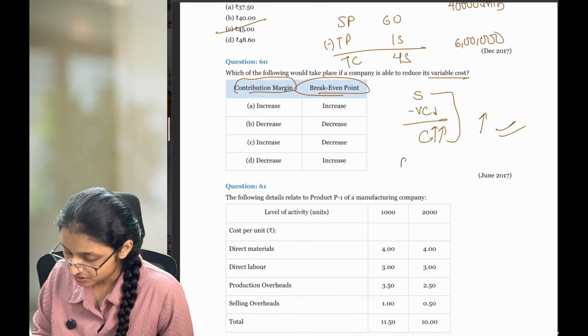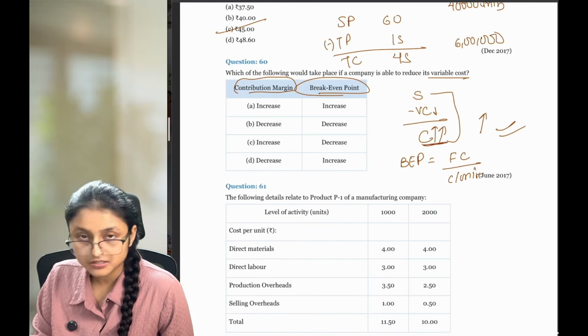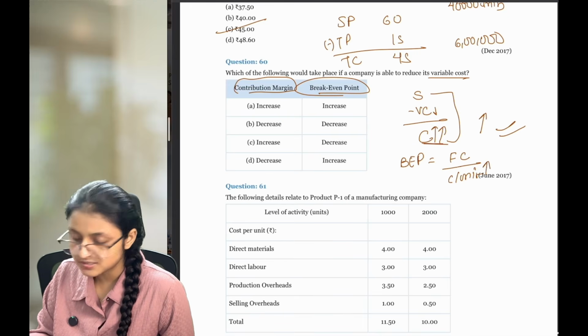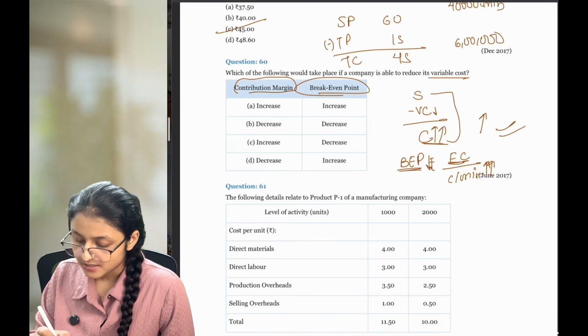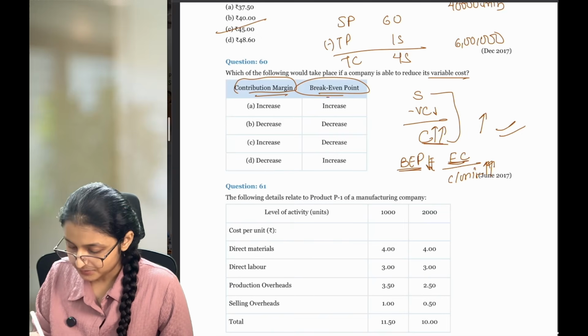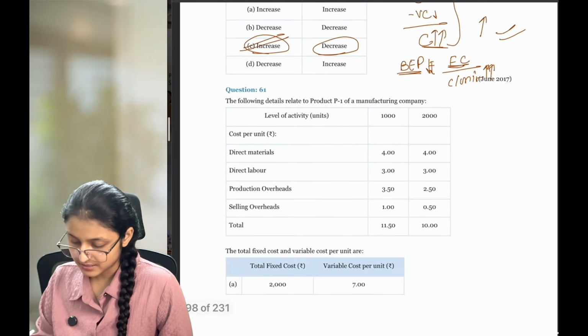And if variable cost is reducing, what will happen to break-even point? Break-even point is fixed cost upon contribution per unit. We already know that due to the reduction in variable cost, our contribution is increasing. So if your contribution is increasing and fixed cost is as it is, that means your break-even point is going to reduce. Contribution margin is going to increase and break-even point is going to decrease. Increase and decrease. Option C is the correct answer.